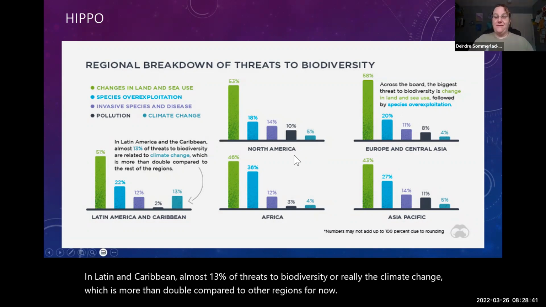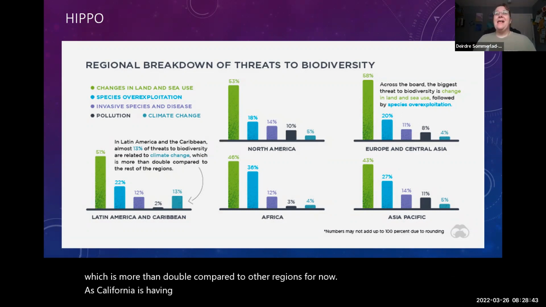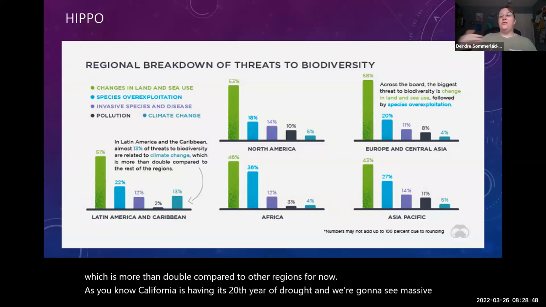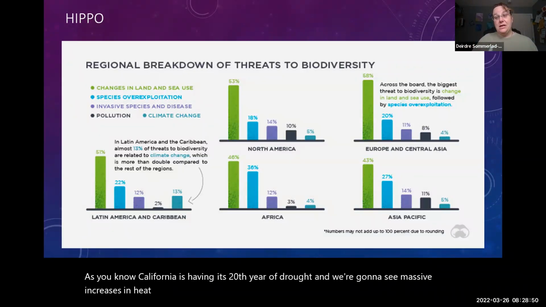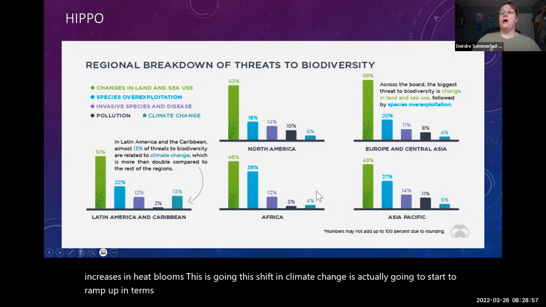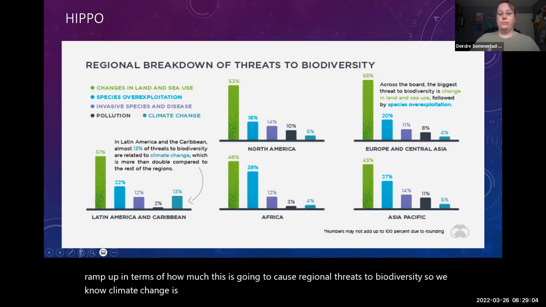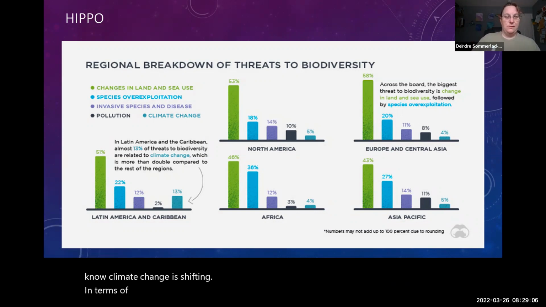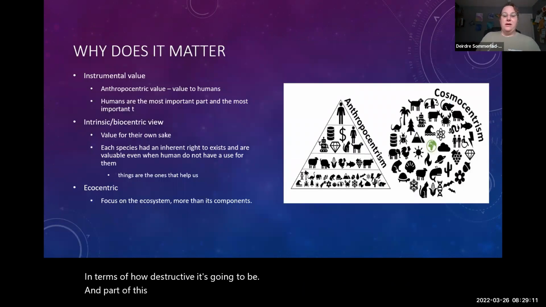As you know, California is having its 20th year of drought, and we're going to see massive increases in heat blooms. This shift in climate change is actually going to start to ramp up in terms of how much it is going to cause regional threats to biodiversity. So we know climate change is shifting in terms of how destructive it's going to be. And part of this shift is because of how we see the world.